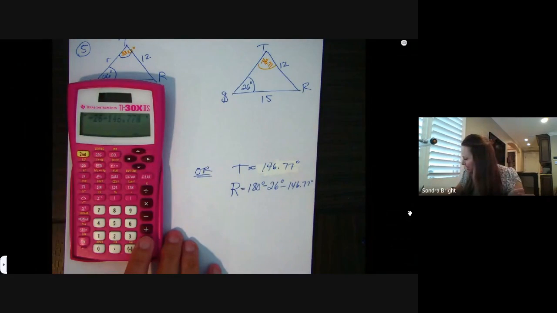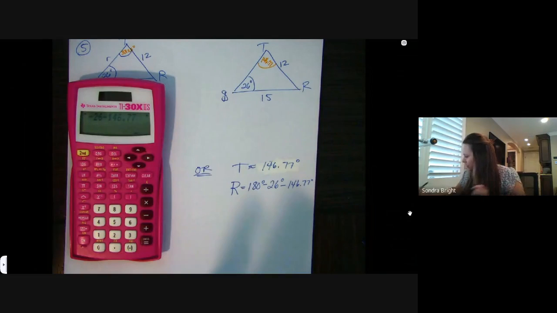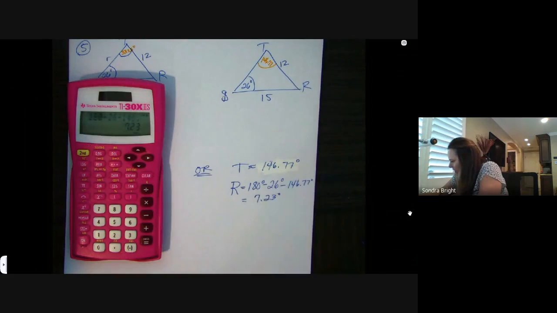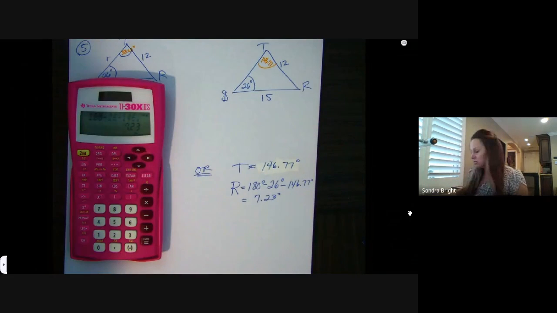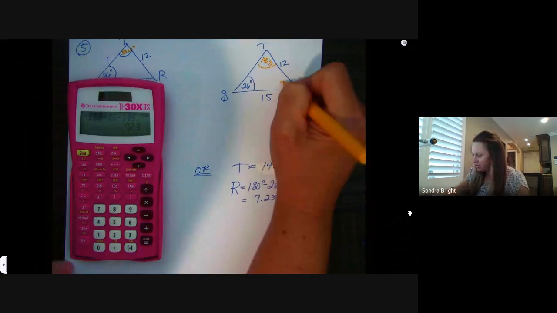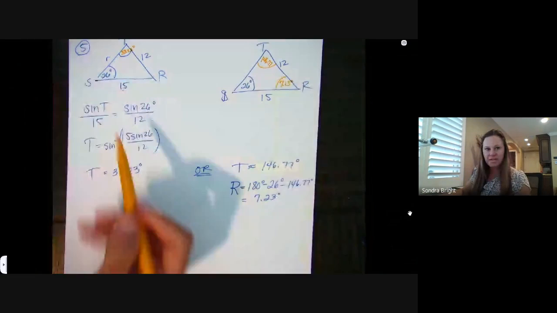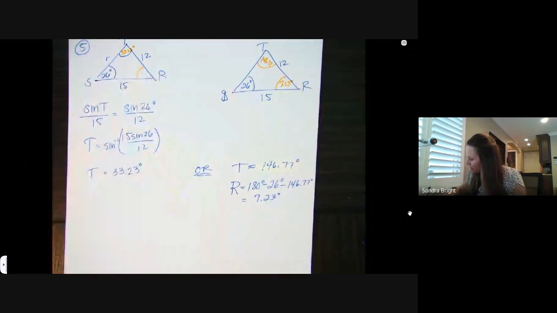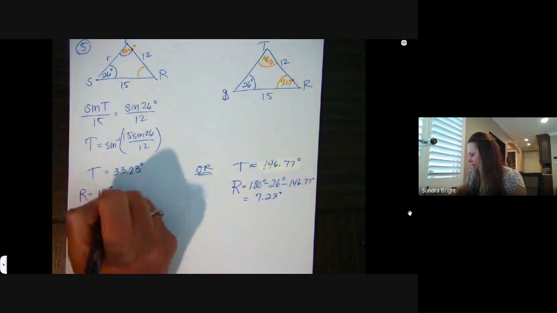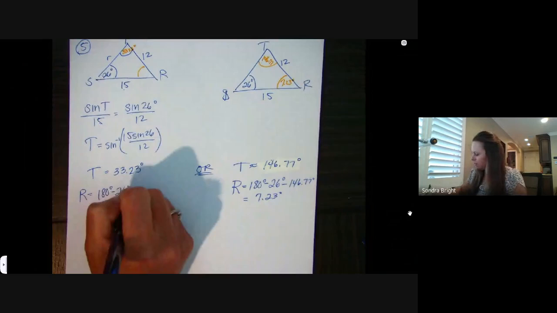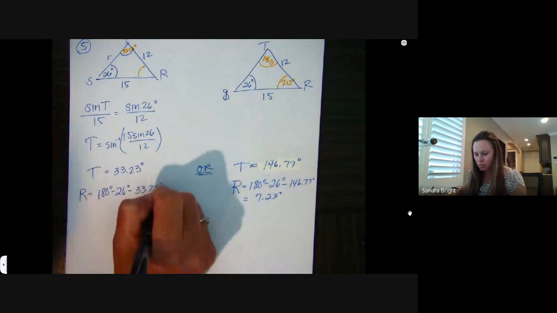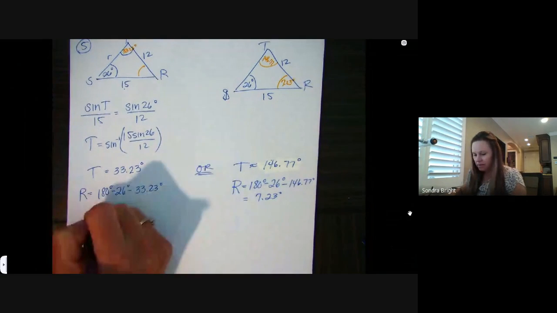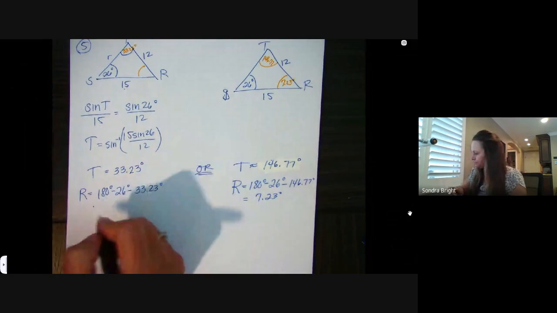And I do. I get 7.23 degrees. So that's what would go here, 7.23 degrees. So I definitely have two triangles. How do you find this R? Well, remember these three angles add up to 180. So come back over here. R would be in this triangle, it's 180 minus the 26 and then minus the T we found, 33.23. And that will give you 120.77.